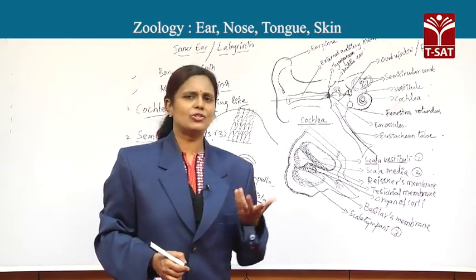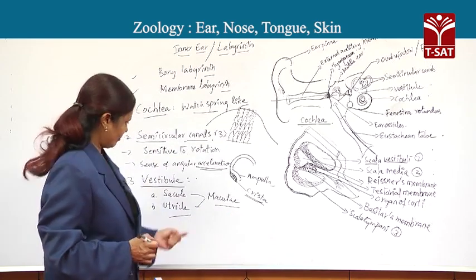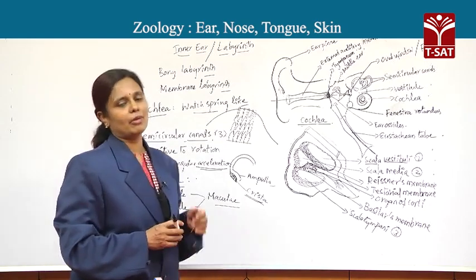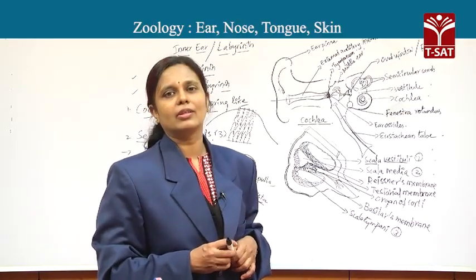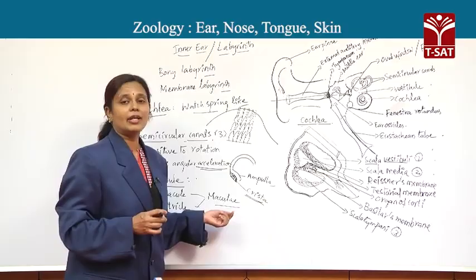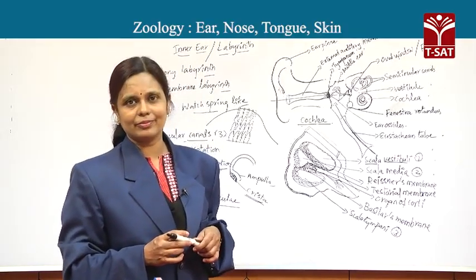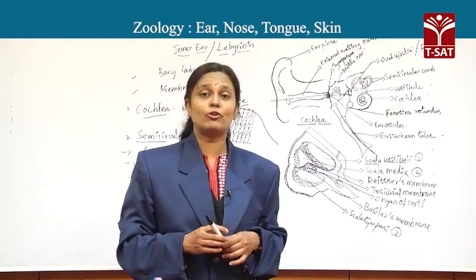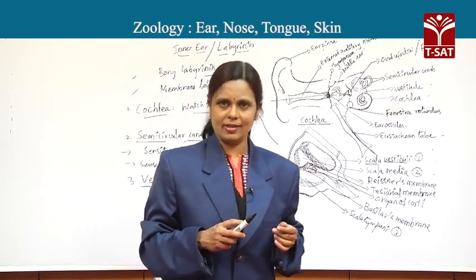Each one has its own sensory ridge. So, maculae plural. Now, what is the function of these maculae? Maculae are sensitive to gravitation. They are sensitive to gravitation and they provide a sense of linear acceleration. Linear acceleration means it could be either vertical acceleration or horizontal acceleration.